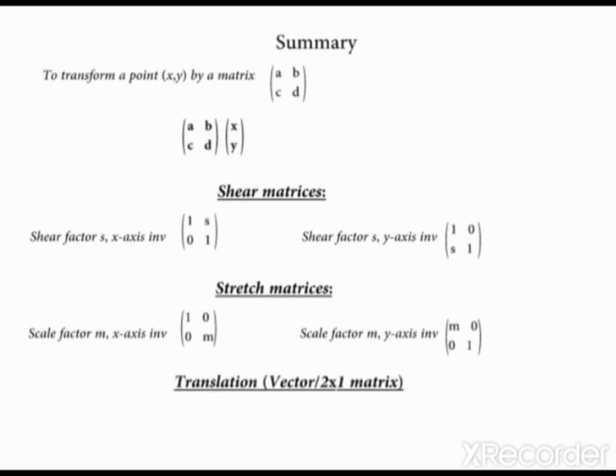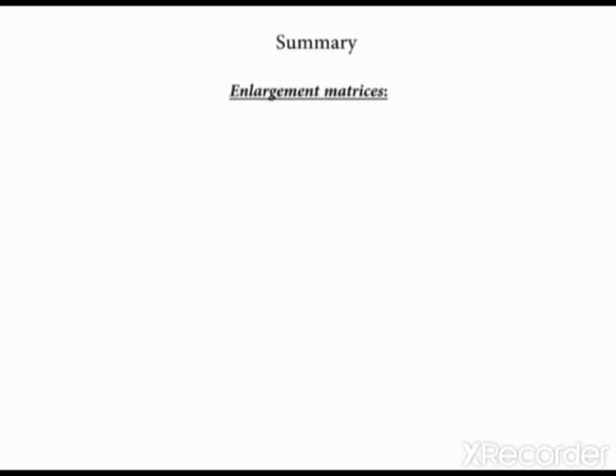Translations are represented by a vector, or you can see it as a 2 by 1 matrix. To translate a point (x, y) with vector (a, b), you simply add the two: (x, y) plus (a, b). The general enlargement matrix is k, 0, 0, k, where k is the scale factor or the linear scale factor and k squared the area scale factor. Notice that k squared is the determinant of the matrix.